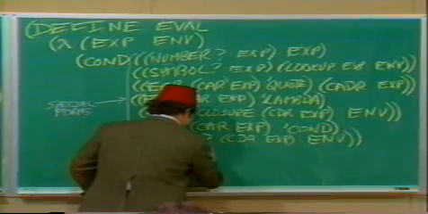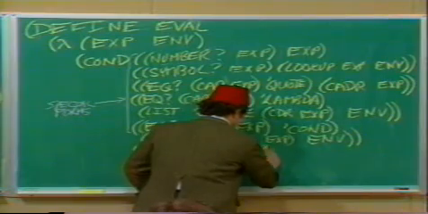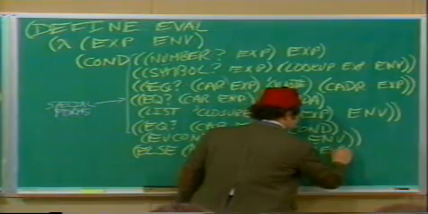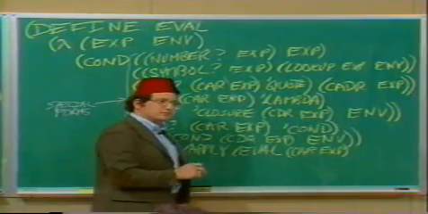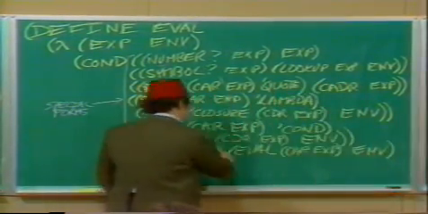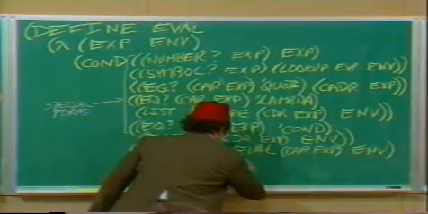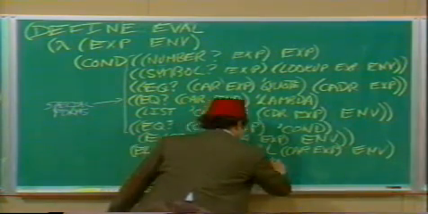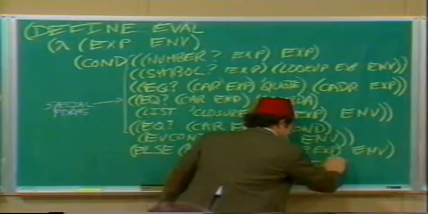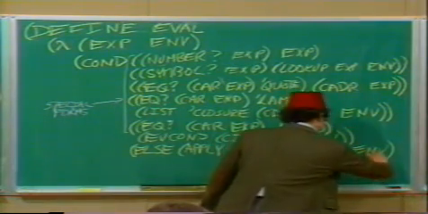So I'm going to apply the result of evaluating the car of the expression. The car of the expression is the operator. In the environment given, so evaluating the operator gets me the procedure. And now I have to evaluate all the operands to get the arguments. I'll call that evlist. The cdr, that's the operands of the expression with respect to the environment. Evlist will come up later.